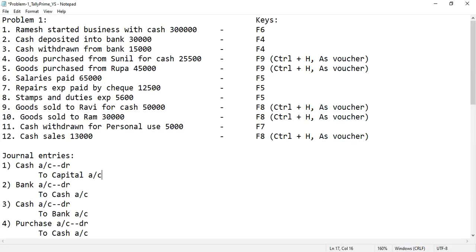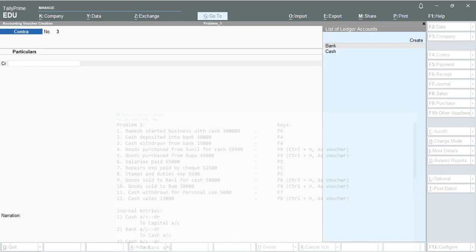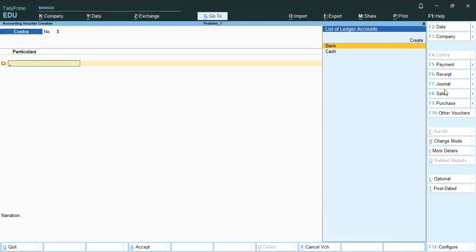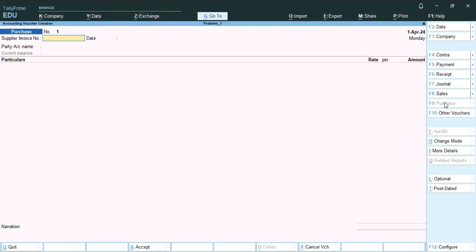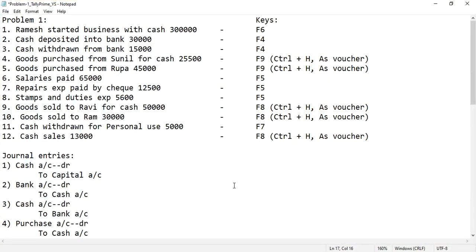Next, goods purchased from Singh for cash. The entry is going to be purchase account debit to cash. As usual, it comes under the purchase. And see, in purchase and sales vouchers, there are 3 kinds of invoice modes. One is accounting invoice. Let me make it clear. One is accounting invoice.